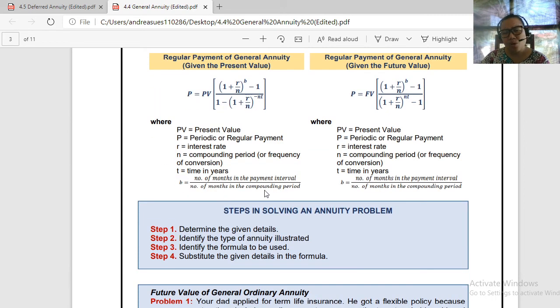Now, we have already mastered the steps in solving an annuity problem. So we are going to follow steps 1 to 4 again. Step 1, determine the given details. Step 2, identify the type of annuity illustrated. Step 3, identify the formula to be used. And step 4, substitute the given details in the formula. So, we're going to proceed to some problem examples.